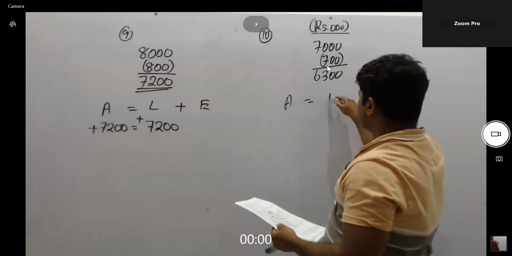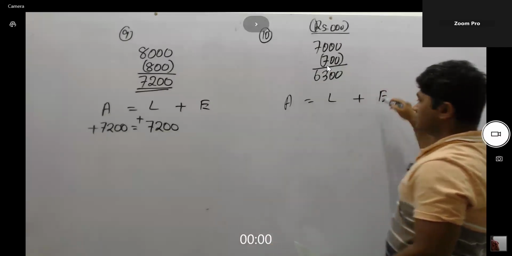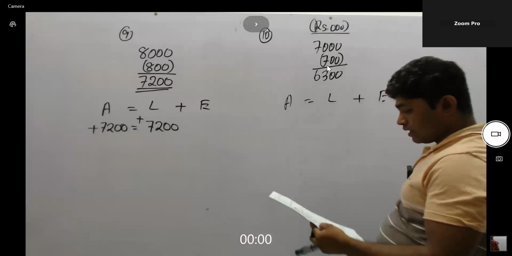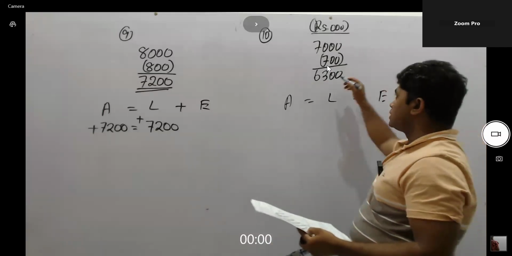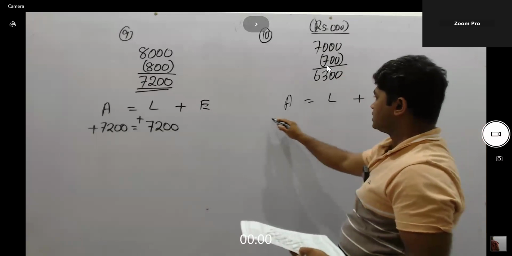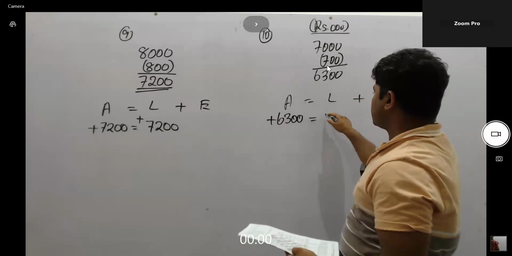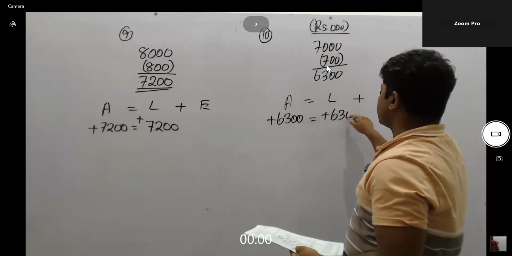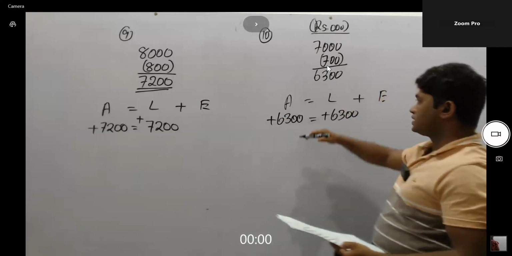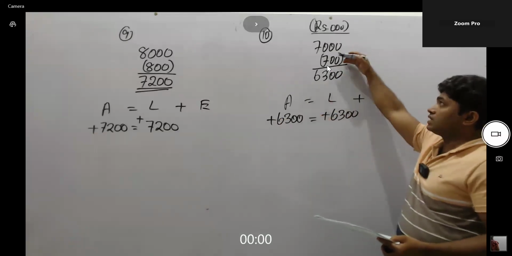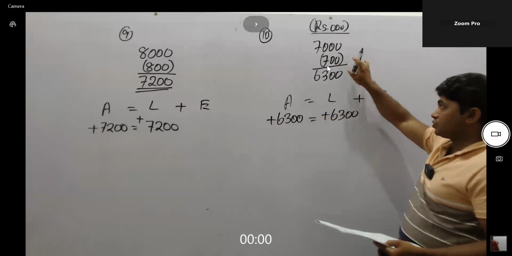Assets equal liability plus equity. This value should be recorded as a credit purchase. Stock increase 6,300 as well as liability increase 6,300. The transaction occurs after deducting trade discounts. Therefore, trade discounts should not be recorded.